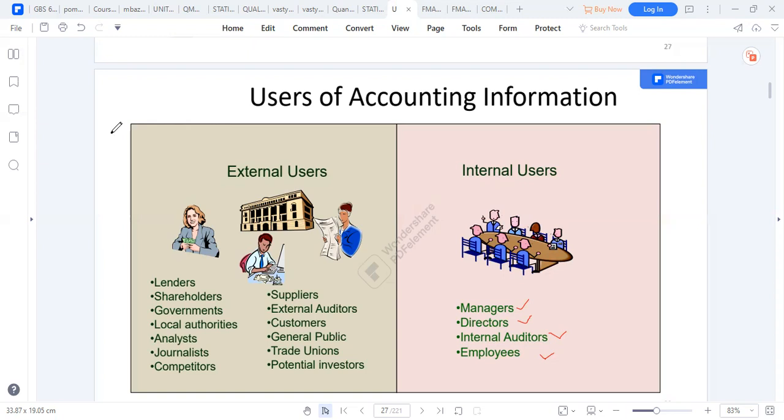Then for the external users, I would start with the suppliers. This gives them a picture of how the company is performing and whether they can still extend goods on credit to the company.